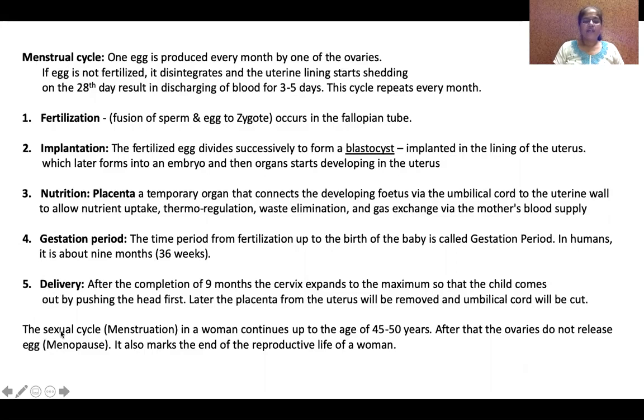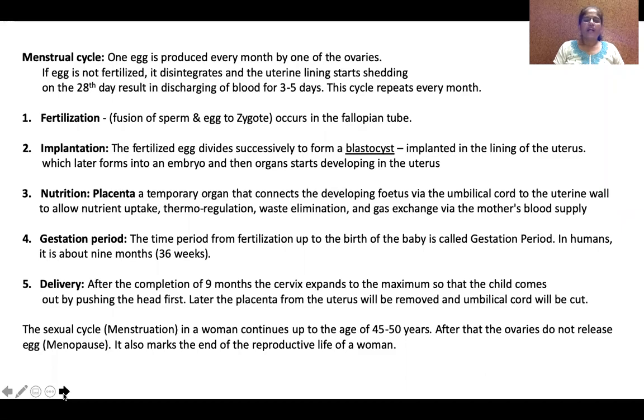Okay, the sexual cycle or menstrual cycle for a woman continues up to the age of 45 to 50 years. After that, eggs will not be released from the ovaries. Okay, that is called menopause. Starting of the menstrual cycle is called menstruation. Ending of the menstrual cycle is called menopause. It also marks the reproductive life of the woman.